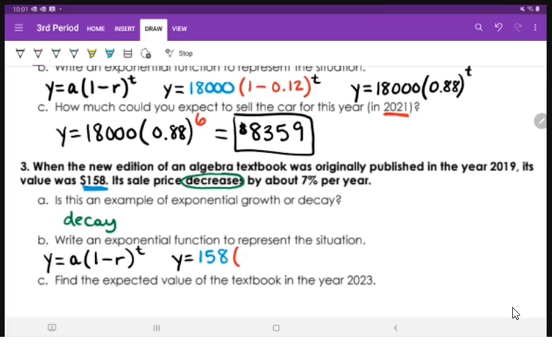Then in the parentheses, we're going to take 1 minus the rate. Our rate is 7%, but remember you have to convert that into a decimal number. So if I have the number 7 and I shift its decimal place over 2 spaces, we have to fill this kind of empty gap in with a 0. You get 0.07 to the t power.